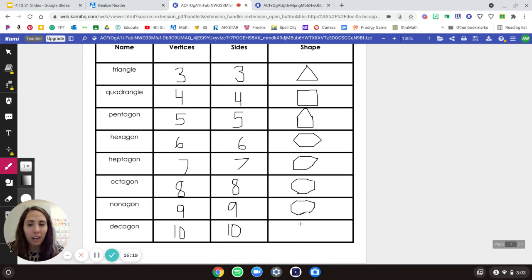All right, so let's draw our decagon. We're going to do 1, 2, 3, 4, 5. Let's do 6, 7, 8, 9, 10. All right, my mathematicians, take a look through those shapes we drew. What do you notice kind of happens as we go up from? We started a triangle, and we go down towards our decagon. Overall, what kind of happens to the shapes?